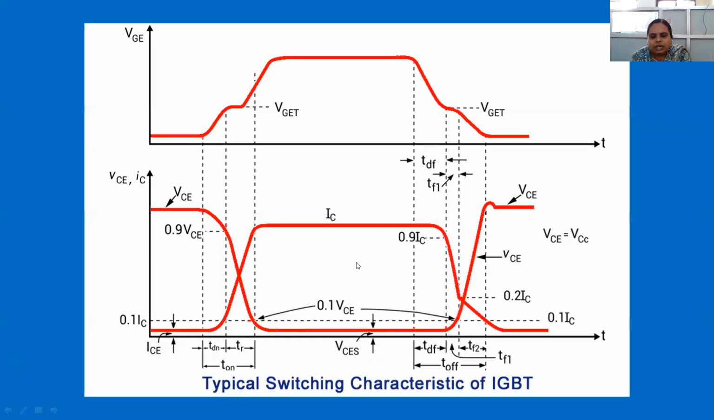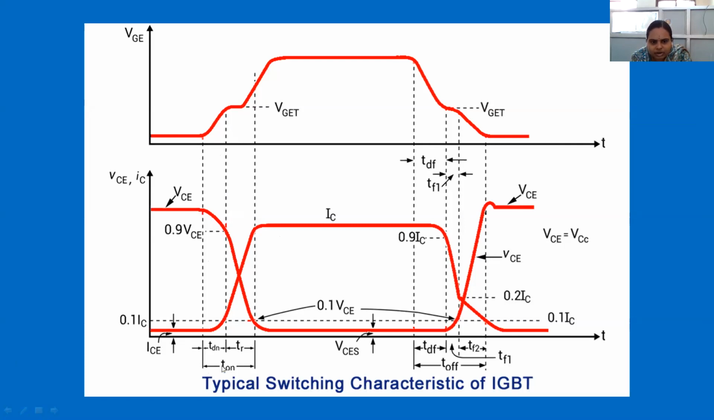Next, this is what we call the switching characteristics. When it starts conducting, okay? Here, the voltage across the gate to emitter is plotted with respect to time. This is the switching time. This is how it is going to be conducting. In detail, we can check with this figure.